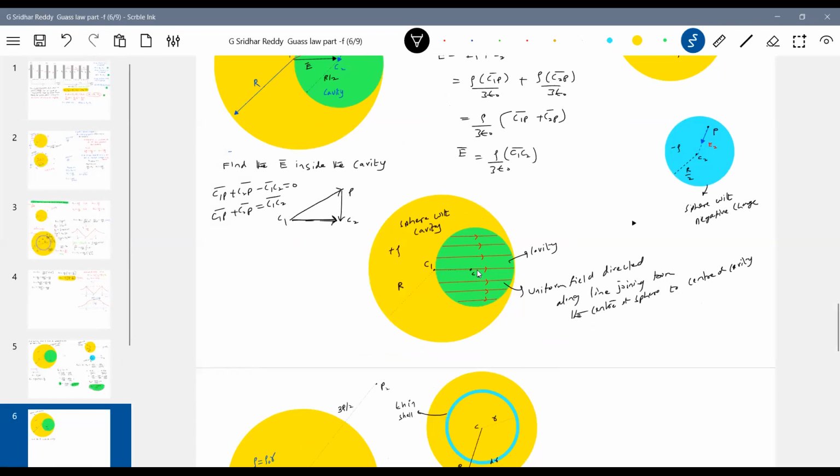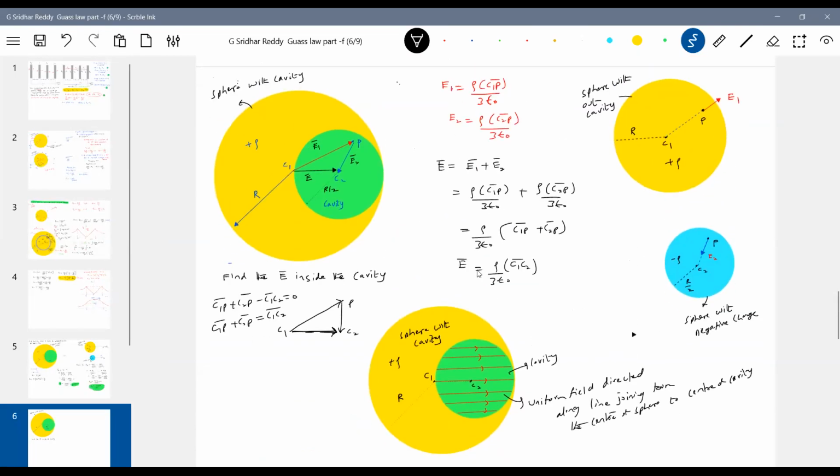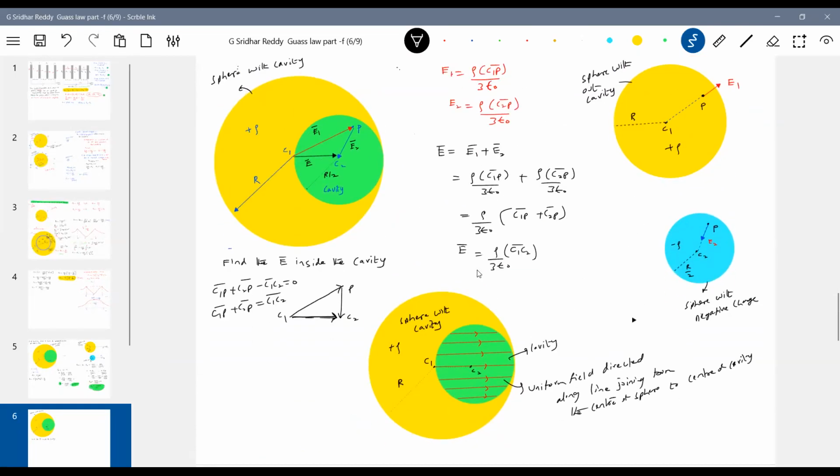I'll show a complete description of what we discussed. Anybody having doubts, you can clarify related to this. The field here will be along the line joining the center of the sphere to the center of the cavity. Means, sir, should the cavity be in contact? No, even a cavity of this shape is no problem. It will be the distance from the center of the sphere to the center of the cavity. The magnitude.